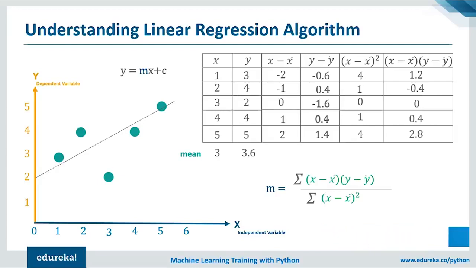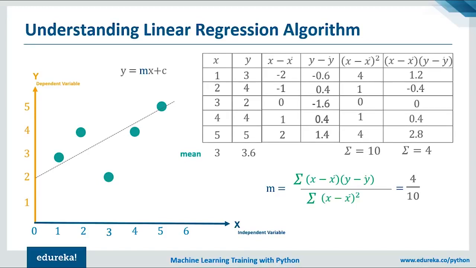Now almost all the parts of our formula are done. So now what we need to do is get the summation of the last two columns. The summation of x minus x bar whole square is 10, and the summation of x minus x bar multiplied by y minus y bar is 4. So the value of m will be equal to 4 by 10. Let's put this value of m equals 0.4 in our line y equals mx plus c.